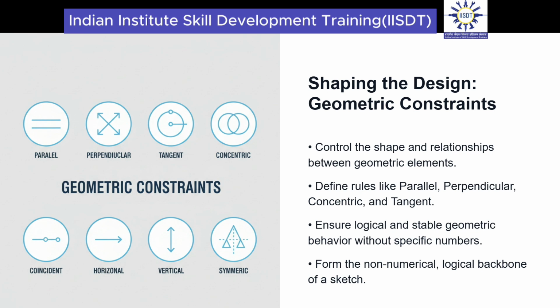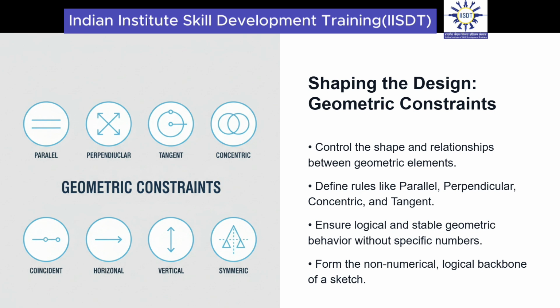These are the first pillar of parametric design, and they are all about logic and relationships rather than specific numbers. Geometric constraints control the fundamental shape and behavior of your sketch elements. Think of them as the grammatical rules of your design's language. For example, a parallel constraint ensures that two lines will always remain parallel no matter how you stretch, move, or rotate the sketch. A perpendicular constraint locks two lines at a perfect 90-degree angle.